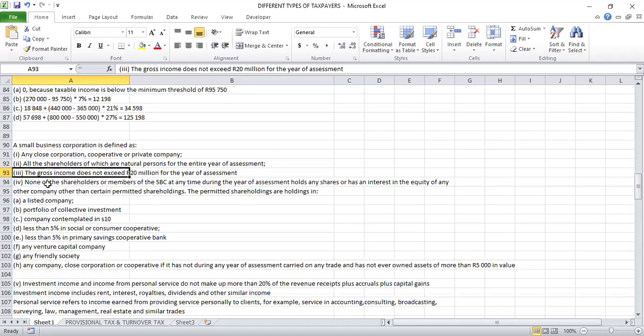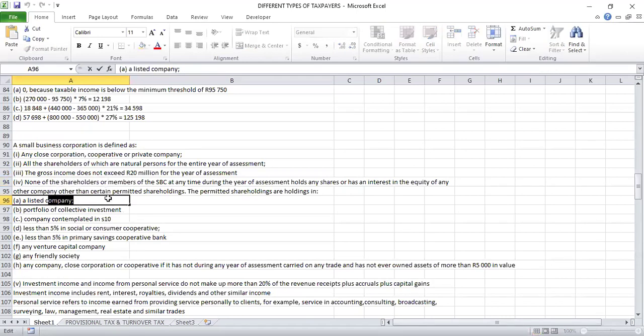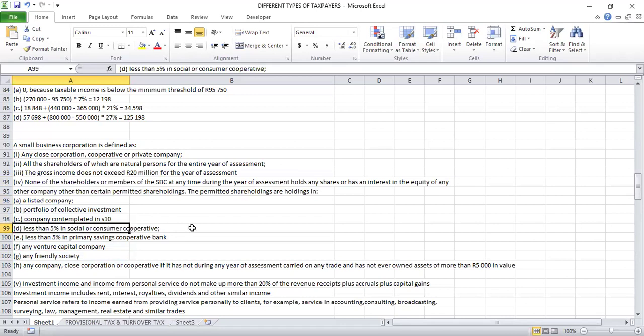None of the shareholders or members of the small business corporation at any time during the year of assessment holds any shares or has an interest in the equity of any other company other than certain permitted investments. So they should not have any investments excluding the ones that are given here. These will be the permitted investments. So that means if they have 5% or more in a social or consumer cooperative, then they do not qualify.